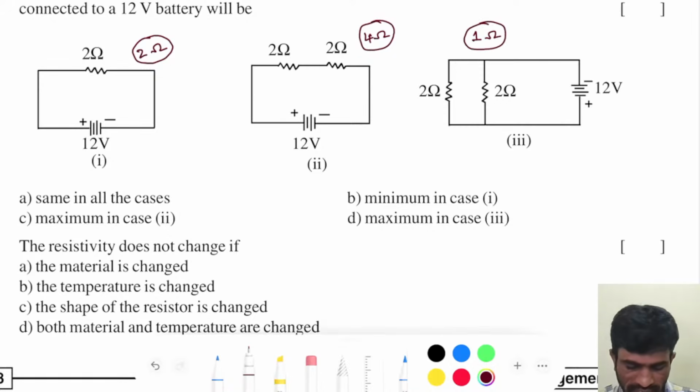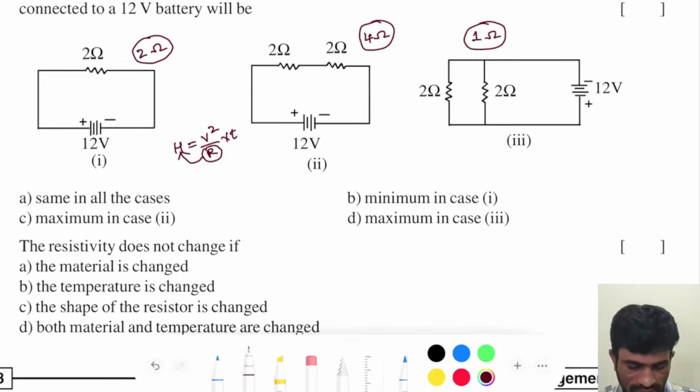You remember the heat formula is V square by R into T, or I square RT. By this we understand heat produced is inversely proportional to resistance. This is also an important point you have to remember. Heat produced in a conductor is inversely proportional to resistance. So when more resistance is there, less heat will be there.